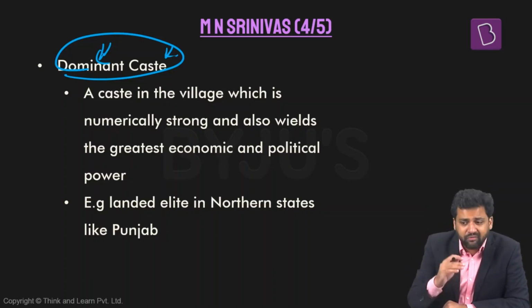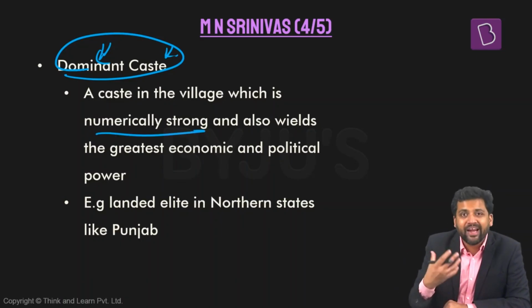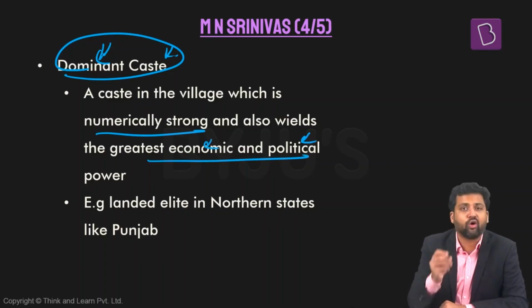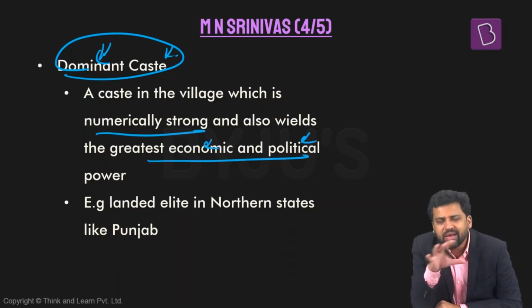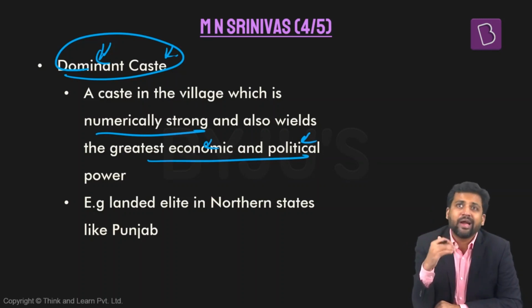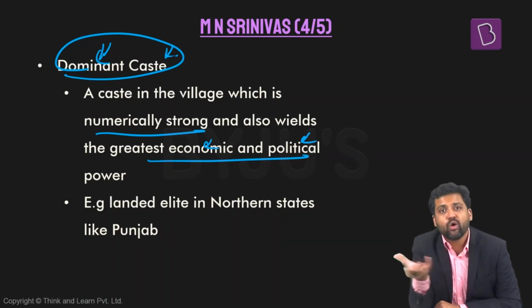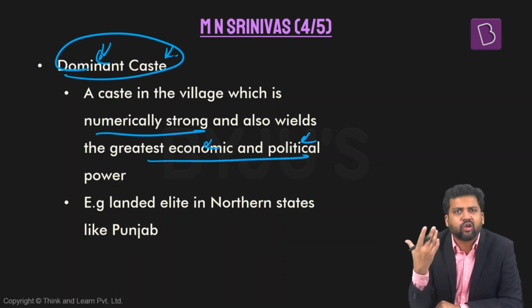Dominant caste is a caste of the village which is lower in the ritual hierarchy, but they might have strong numbers and they wield economic power or political power, or both. One example is some of the castes who own a lot of land in northern parts of India. They might not be at the top of the ritual hierarchy, they're not Brahmins, but they own land, they're landed elite. They wield a lot of economic and political power because of their ownership of this land. So this is an example of dominant caste.